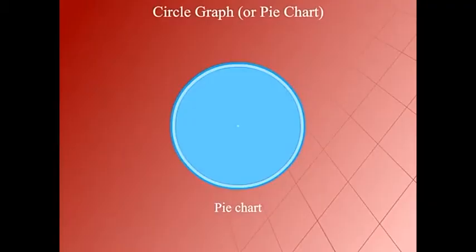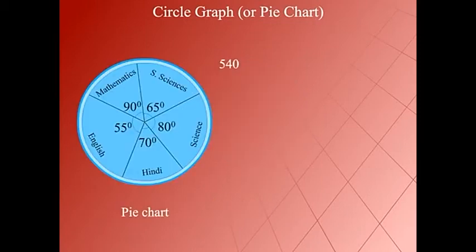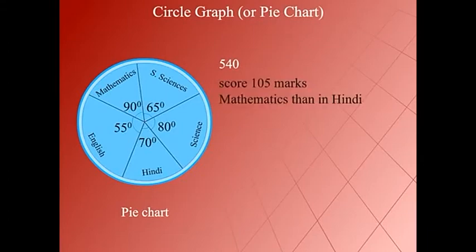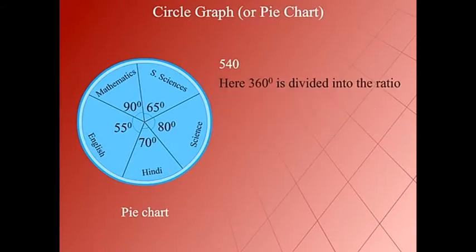Next question. Here is a pie chart that gives the marks scored in an examination by a student in Hindi, English, Mathematics, Social Science and Science. If the total marks obtained by the student were 540, answer the following questions. In which subject did the student score 105 marks? How many more marks were obtained by the student in Mathematics than in Hindi? Examine whether the sum of the marks obtained in Social Science and Mathematics is more than that in Science and Hindi. Let us first find the marks in each subject.